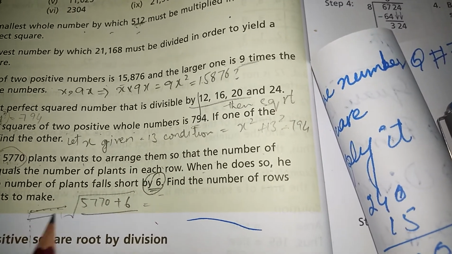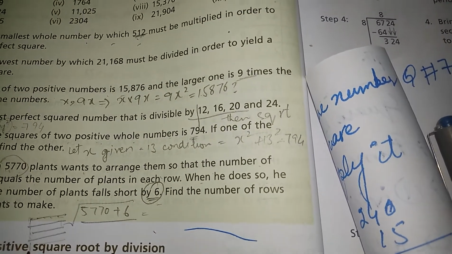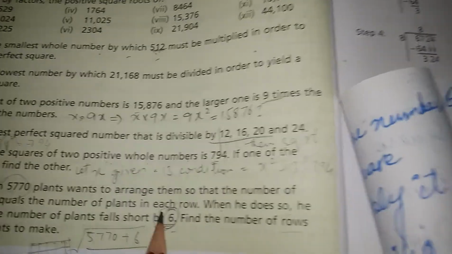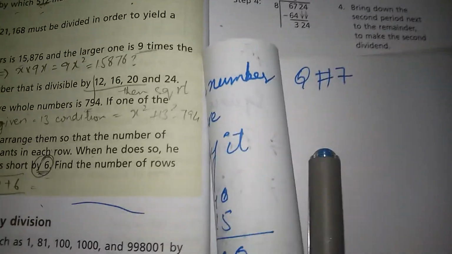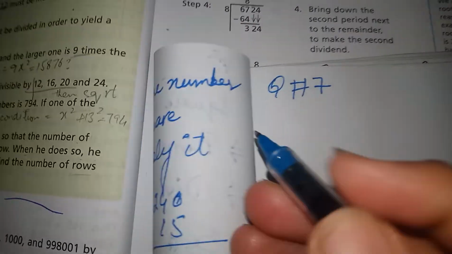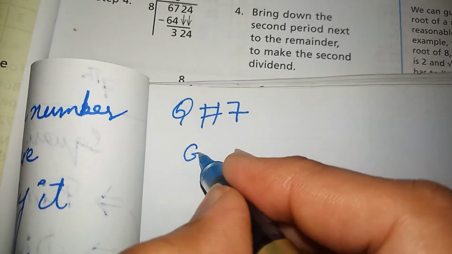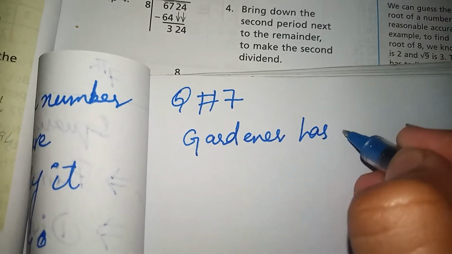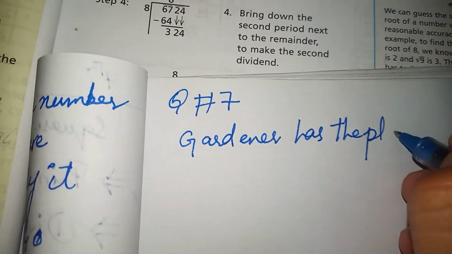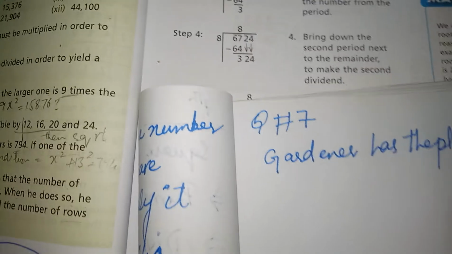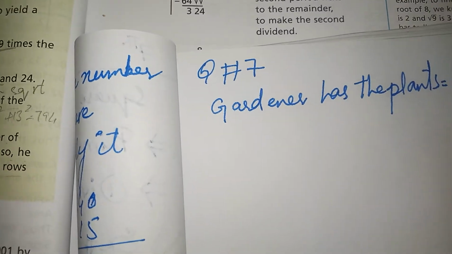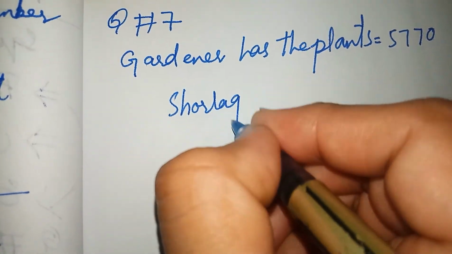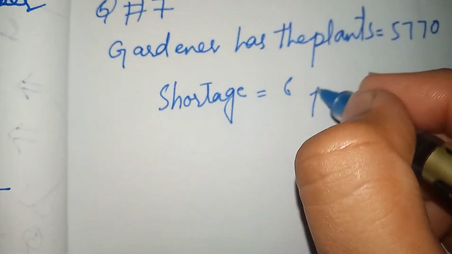So how many rows does he want to make? He wants to make a complete square. So there was a shortage of these plants. So we will add this number of plants into this. The gardener has the plants. How many plants? Shortage, 6 plants only.